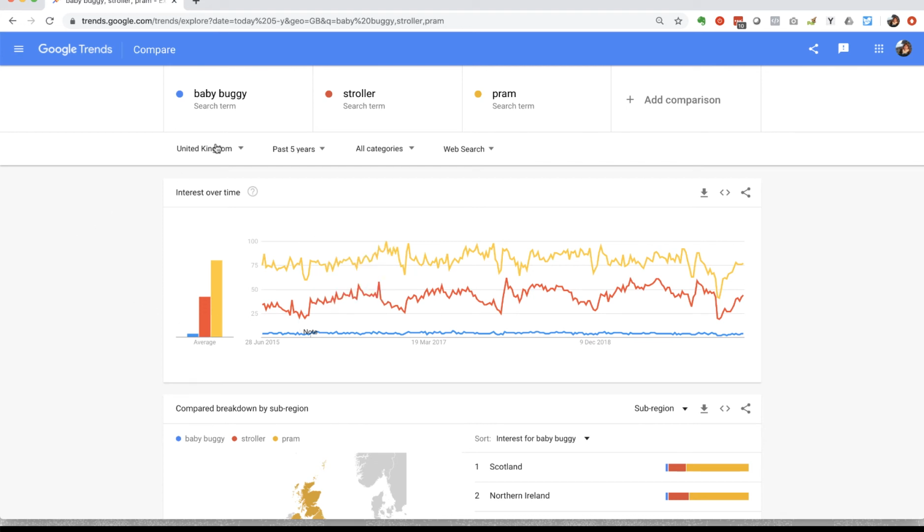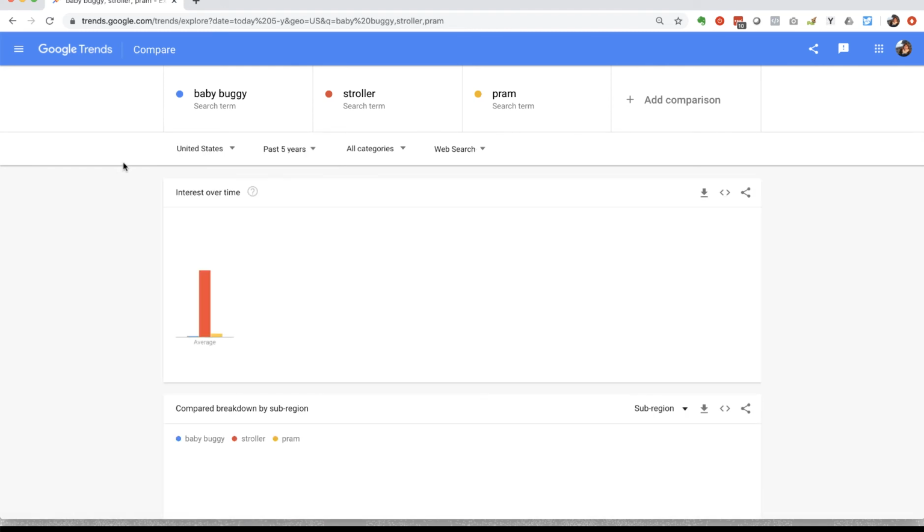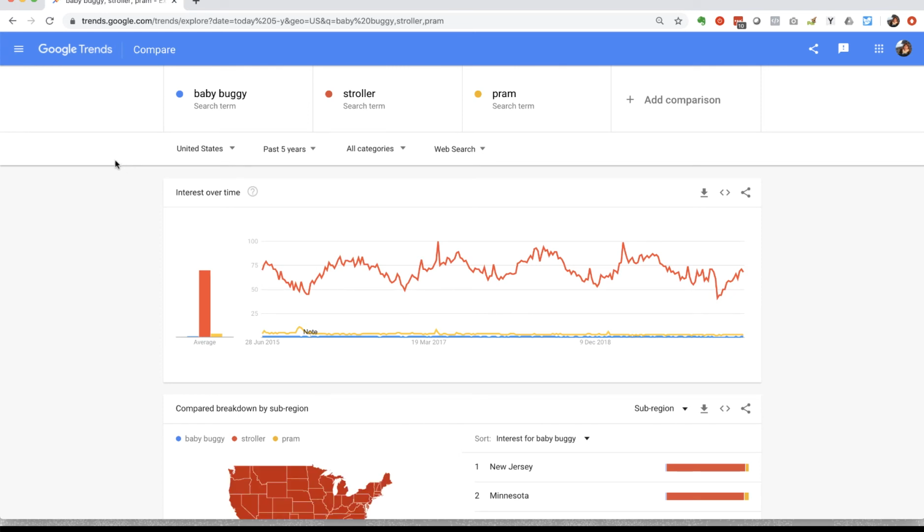Sometimes it's worth, if you're international, comparing terms by geography. So at the moment, we're looking at the United Kingdom and we can see pram, stroller, baby buggy. If we change back to the United States, we can see it's completely different. So stroller, by far the most popular, very few people using baby buggy or pram.